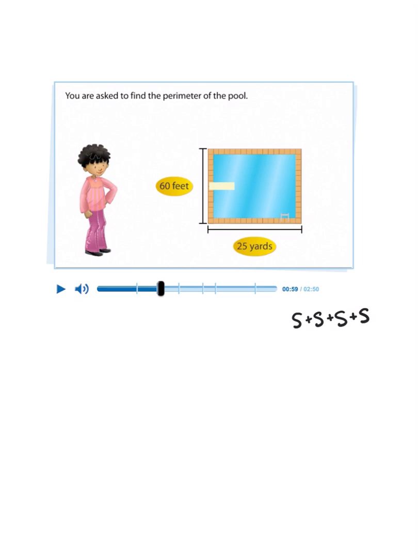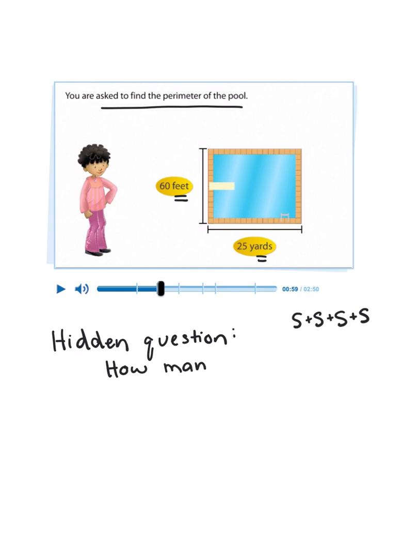Now let's look at the information that's given. We're being told that one side of the rectangle is 60 feet and the other side is 25 yards. Of course, we know that we can't calculate the perimeter of this swimming pool with the information that we currently have because we can't combine feet and yards. So the hidden question, or the question that we must calculate before we can find the perimeter of the pool, is how many feet are in 25 yards.